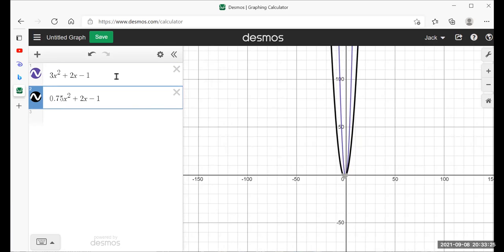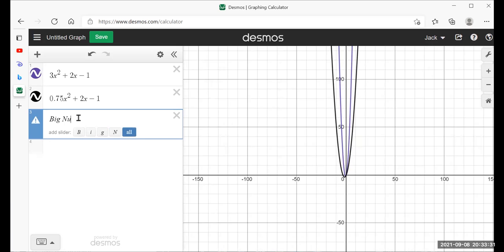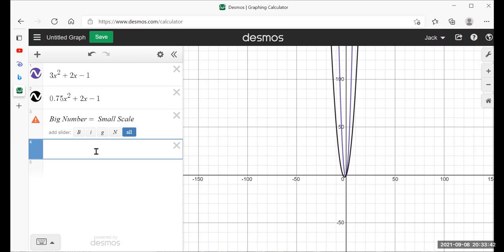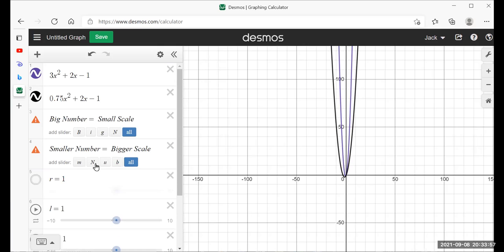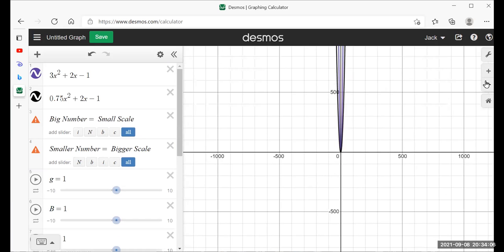So if you have a big number, you should always have a small one. If you have a smaller number, you should always have a bigger one. Definitely.